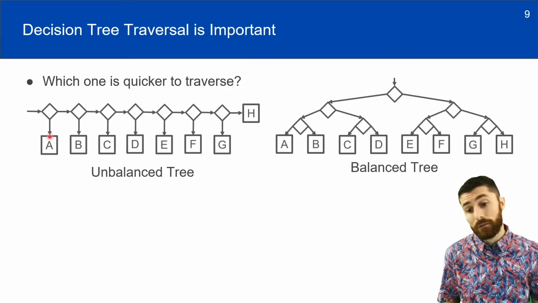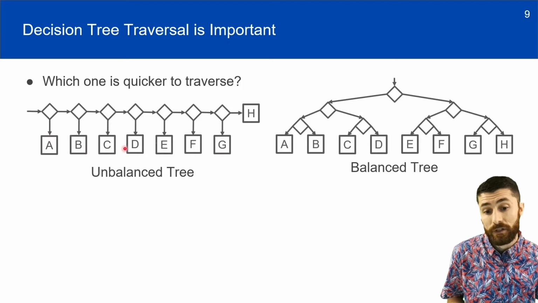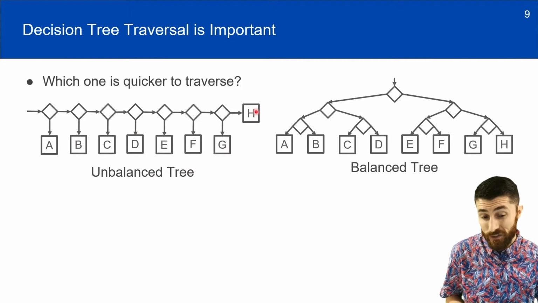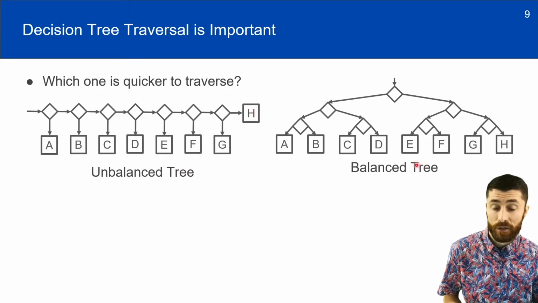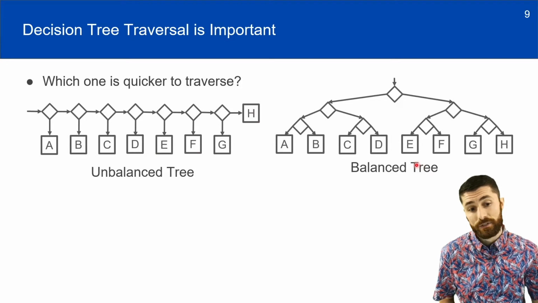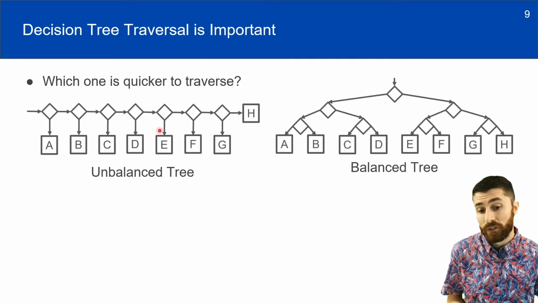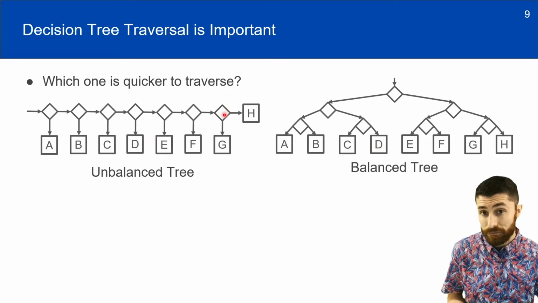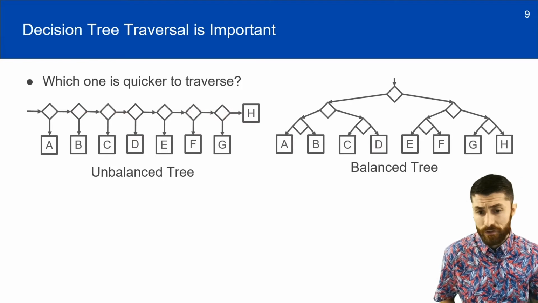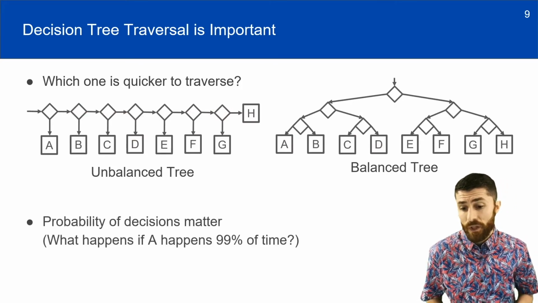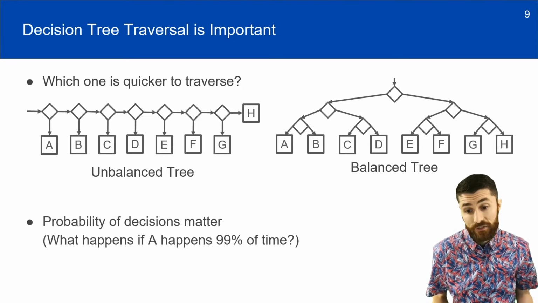However, if the probability of any of these was kind of equal in terms of which actual action would get executed, then the balanced tree is actually quicker and more efficient, as it will always do 3 decision points to get to any action. Then the unbalanced tree, you could have to do all 7. So the answer to this is quite a bit more complicated than it first seems. The probability of decisions matters.